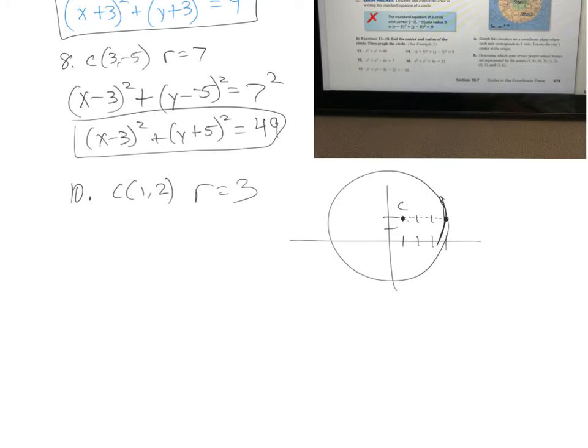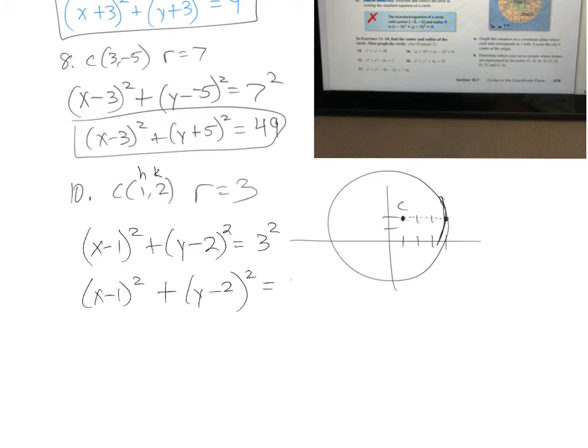Now go ahead and pause it and write down what you think the answer is, and then press play again. So we have (x minus h) squared plus (y minus k) squared. Again, h and k are your center values. Don't forget the squared, and your radius squared. And then simplify. And that would be your final answer.